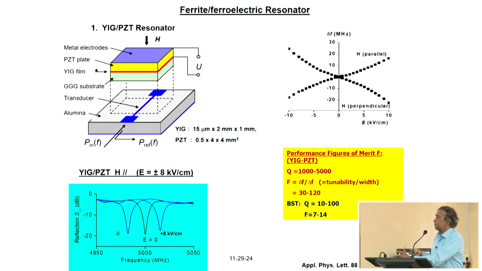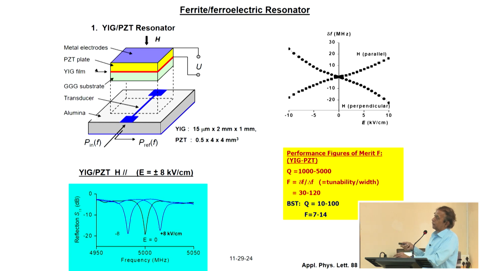And all the devices have a figure of merit. In this particular case, there are several factors. One is the quality factor for the resonance, that is the Q factor. For the case of YIG, it is anywhere from 1000 to 5000, and the number that would define the performance of the resonator is the ratio of the tunability divided by the line width. For YIG, that ranges from 30 to 120.